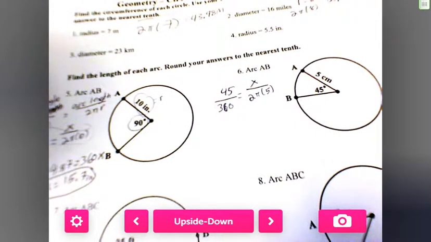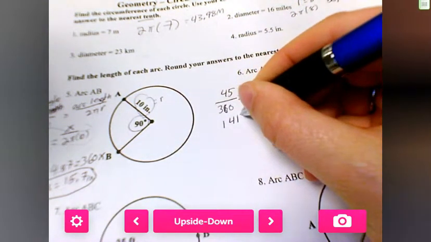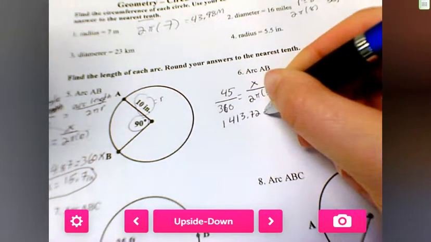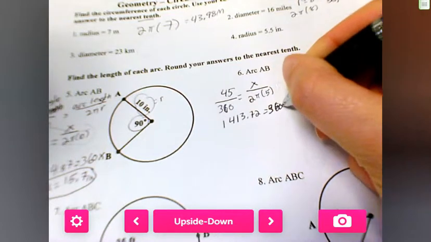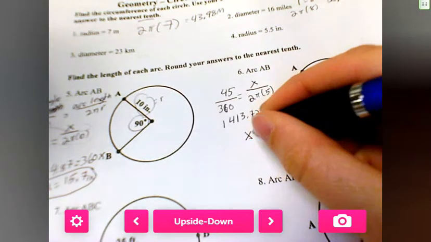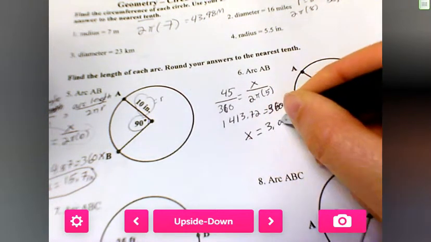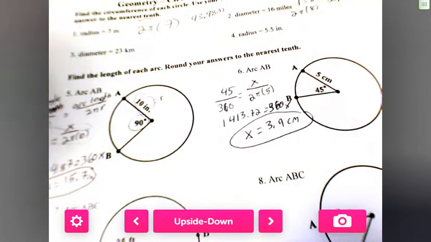pi times 5 times 45 gives me 1,413.72 equals 360x. Then I'm going to divide both sides by 360. And I get x equals 3.9 centimeters. How are we feeling about this? Yes.